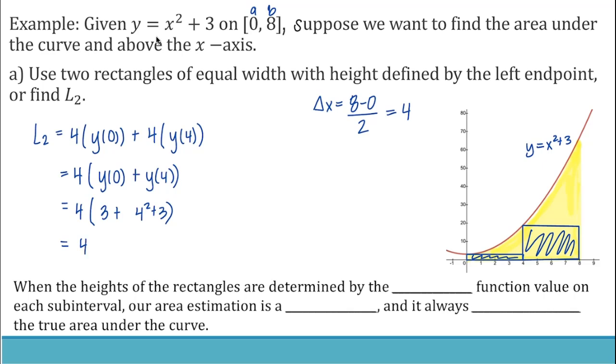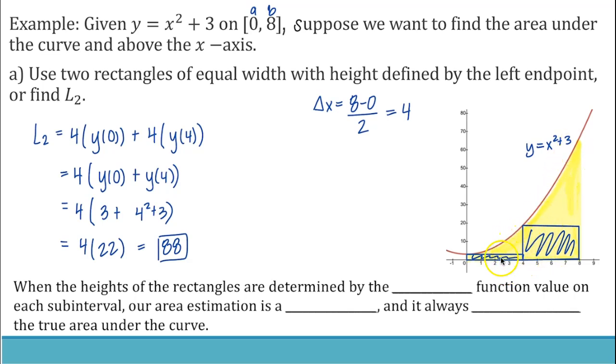So I have 4 times, inside here, I'm going to end up with 4 squared is 16, and then I'm adding 6 to it, so a total of 22. So 4 times 22 is equal to 88. So this is an approximation of the area that's under x squared plus 3 between 0 and 8. But it's clearly an under approximation because I'm missing all of this area.